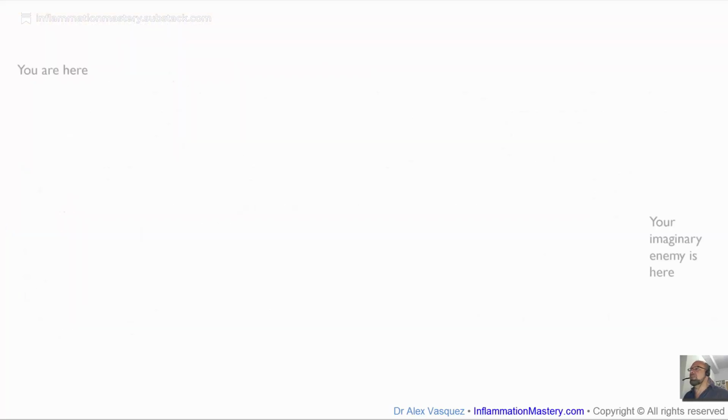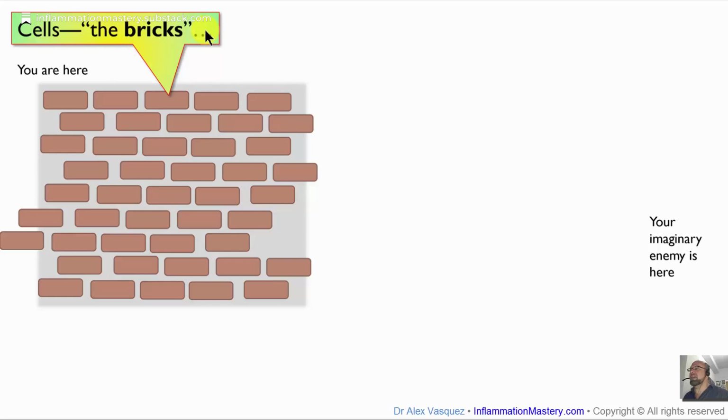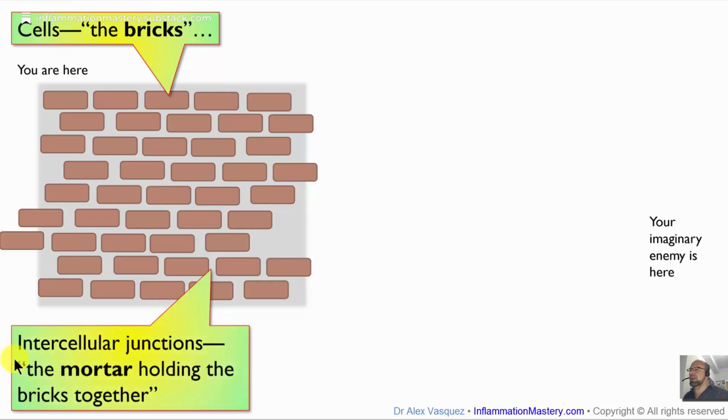So let me give you a couple of metaphors here. Let's say that you are located here and your imaginary enemy is located here. So you're behind a brick wall of cells, and the epithelial cells make the bricks, and then the mortar is made by these intercellular junctions. These are going to be called tight junction proteins, for example, and we'll look at a few examples of those intercellular junction proteins. But again, those are the mortar holding the bricks together, and the bricks are the epithelial cells.